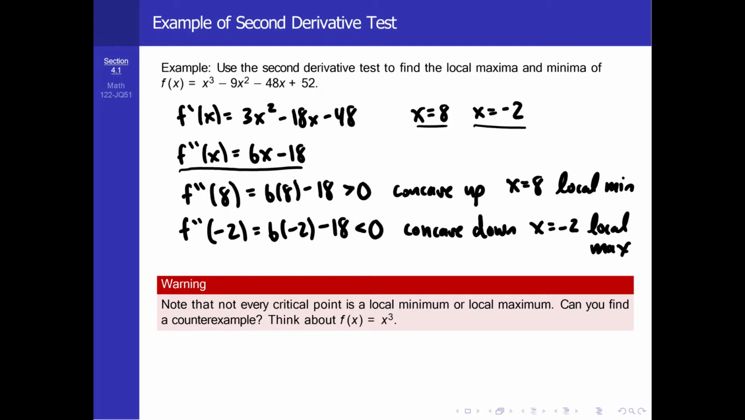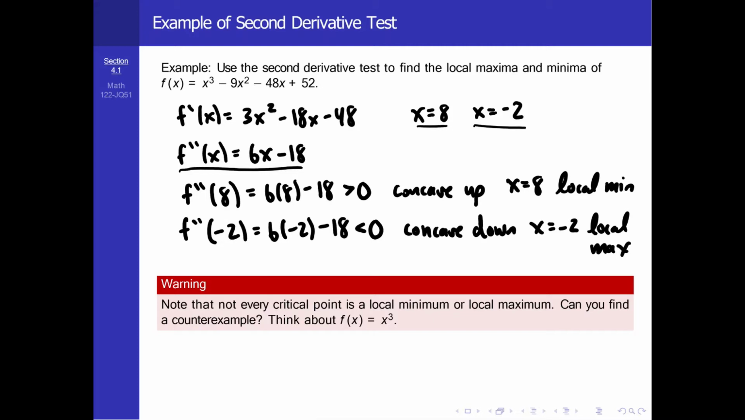Okay, I should say, just a warning for you, not every critical point has to be a local minimum or a local maximum. There are some critical points where if you look at the derivative to the left and the right, the derivative is not going to change sign. So if the derivative does not change sign from the left to the right, either negative to positive or positive to negative, then that point is not going to be a local minimum or a local maximum.